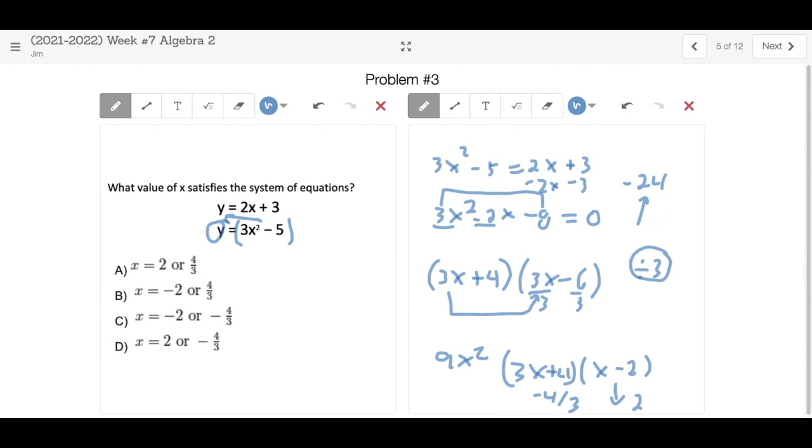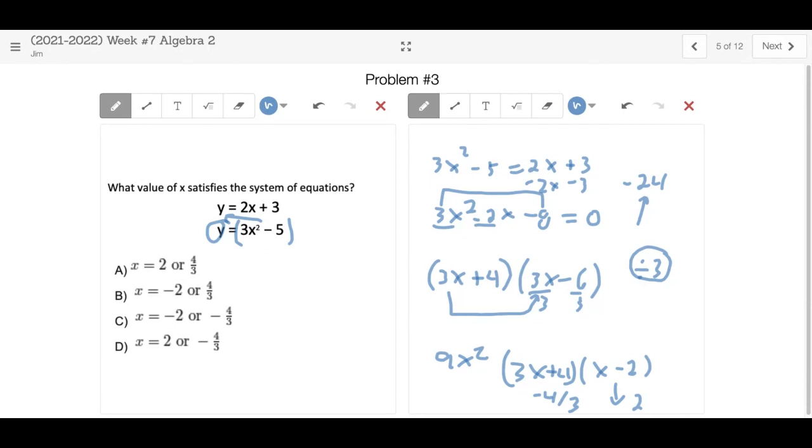Now, you could have used graphing, put it into decimals. Did anybody put this into decimals? Did anybody put 2x plus 3 in and 3x squared minus 5? Yes, you could plug both of those back in. However, if you take a look at the question, it just asks you what the x values were. So we're basically done on this problem. The x values are -4/3 and 2.